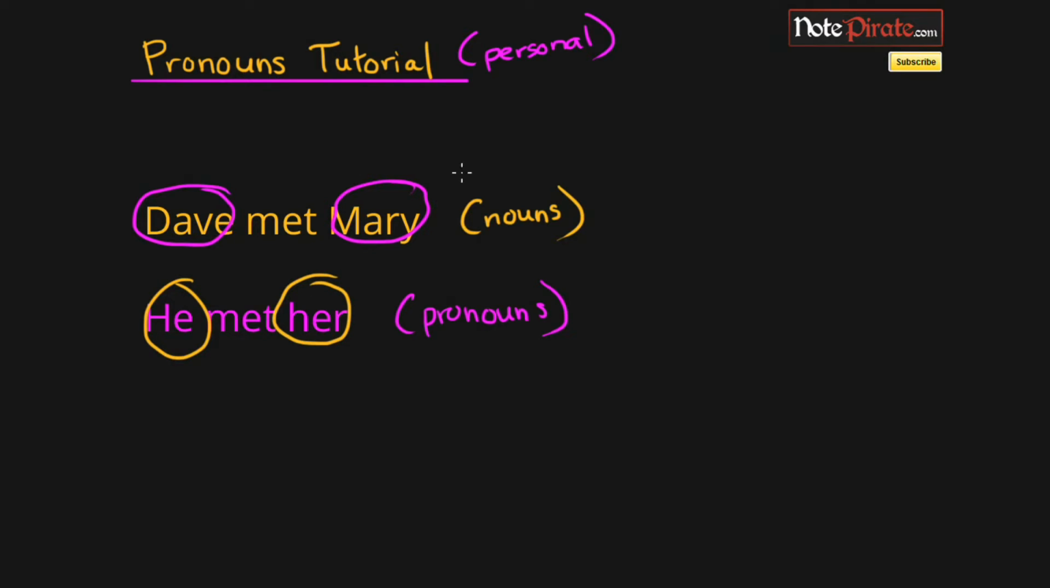So what actually makes these personal pronouns? I'm glad you asked, Dave. Personal pronouns are associated with a particular grammatical person. A grammatical person can also be animals or objects, but in this situation, Dave and Mary are actual real-life people. Okay, that makes sense. Alright, but there are many different kinds of pronouns.